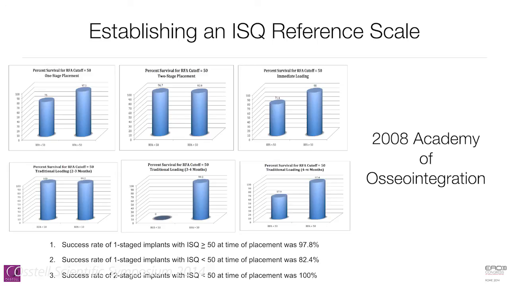At that time, we reported that if the implant was one stage, that is, if we placed a healing abutment on that implant, not loaded, but placed a healing abutment, when the ISQ value is 50 or above, we had a success rate of 97.8%. If the ISQ value was below 50 ISQ and we one-staged it, the success rate was only 82.4%. And so that gives us a little indication of where the cutoff values were. And so at that point in time, we recommended that the cutoff value be 50.